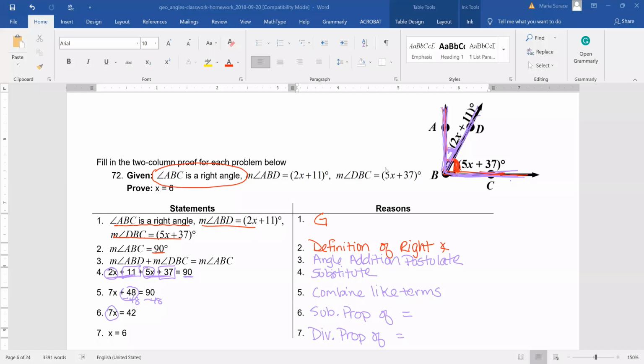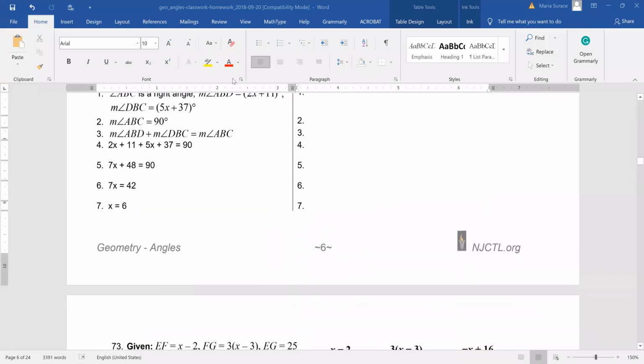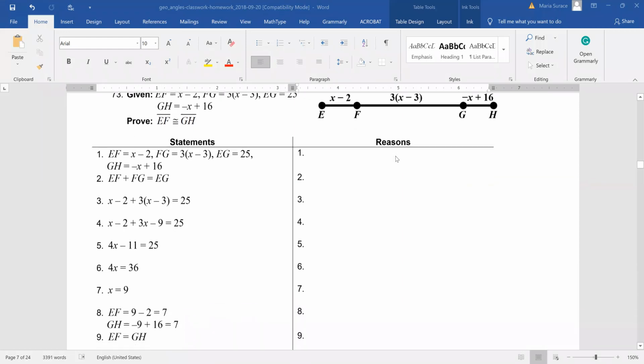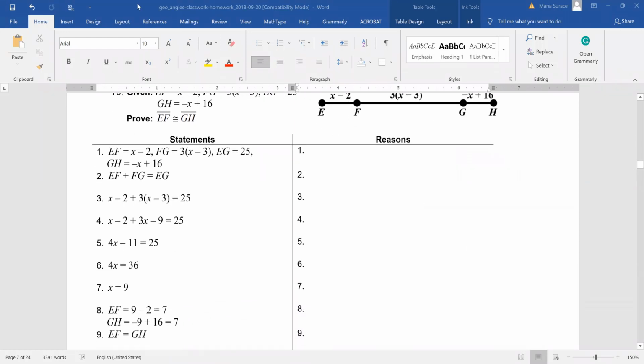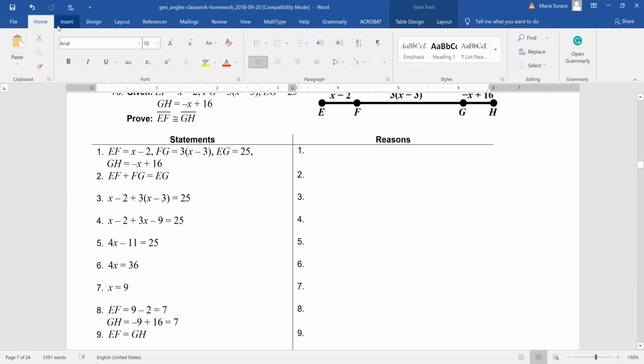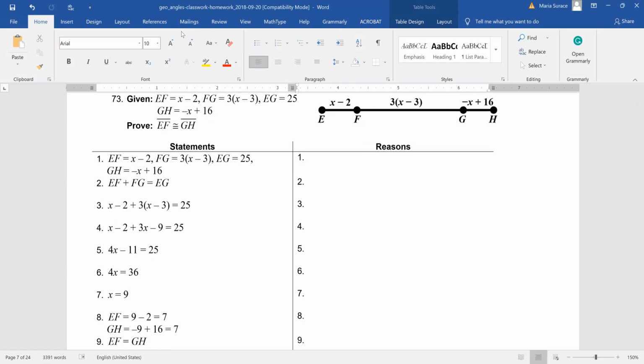Let's erase these drawings and try another one. This geometric proof has a line segment. So let's see what we can do with this proof. So our first step is to look at our givens and rewrite them. And that is what they did in the first line here. They rewrote the given. So my reason for it is because they gave it to me.